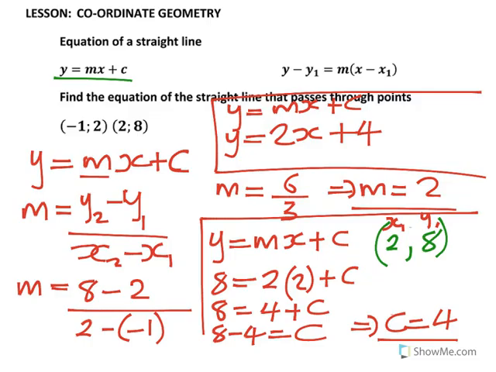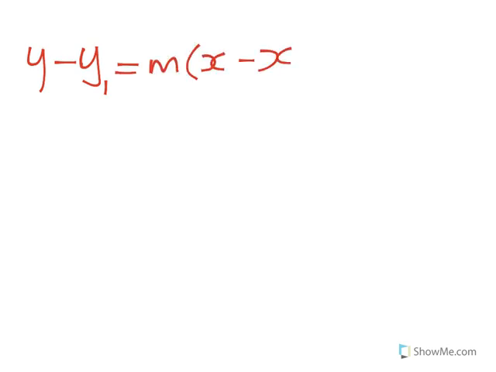This is the equation of that particular line. Find the equation of a straight line. I did it using this one. Now let's do it using the second one. The second one says y minus y1 is equal to m(x minus x1).